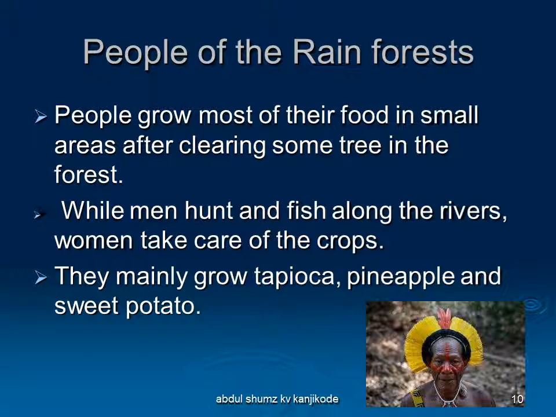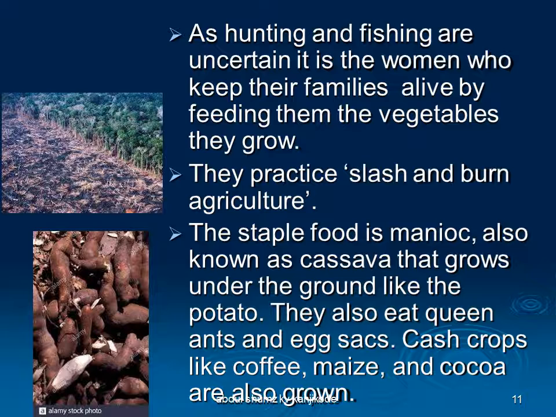Then we will talk about the next topic, that is the people of the rainforest. The people mostly grow food in small areas after clearing them, and that process is called slash and burn. While men hunt and fish along the rivers, it is the women who take care of the crops, and they mainly grow tapioca, pineapple, and sweet potato. As hunting and fishing are uncertain, it is the woman who takes care of the family and keeps them alive by feeding them vegetables that they grow. Their staple food is manioc, also called cassava, which grows under the ground and looks like potato.